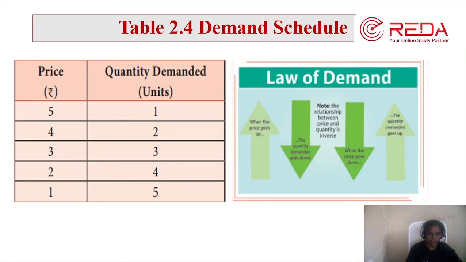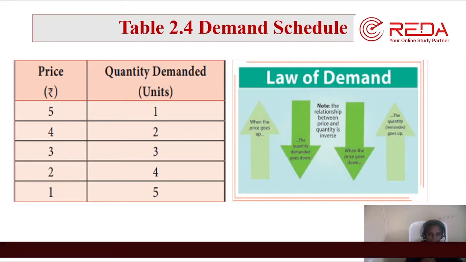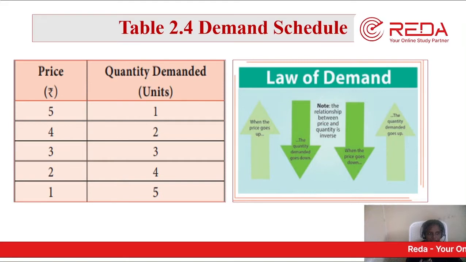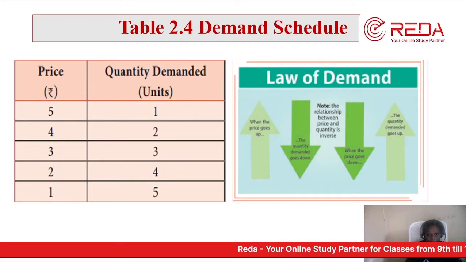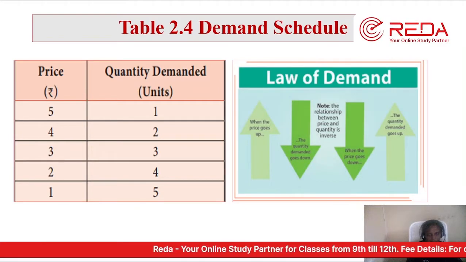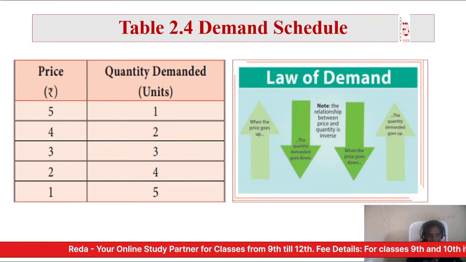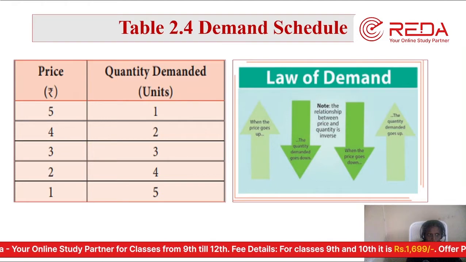Then at the same time, if the price of the commodity decreases to a lower level of 1 rupee, what will happen? Your quantity demanded will be at a higher level, 5 pencils. So this is the demand desire among the individual to purchase the commodity. If the price of the pencil goes down, the quantity demanded will increase from 1 pencil to 5 pencils. So this inverse relationship will happen between the price and quantity demanded.